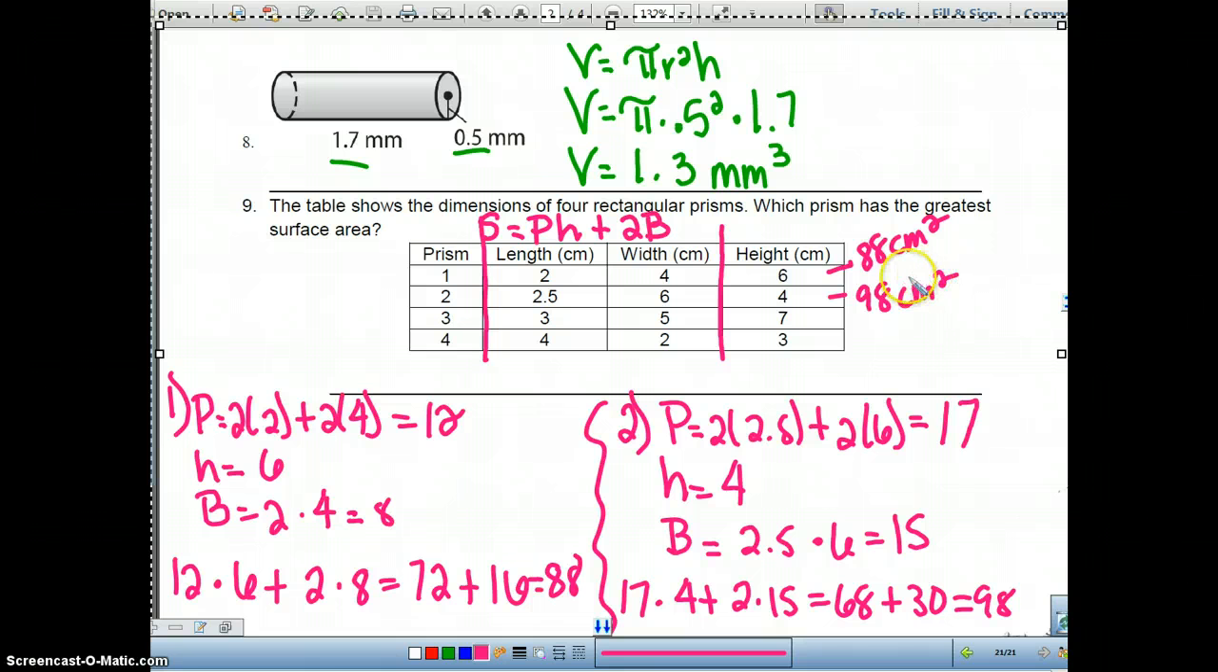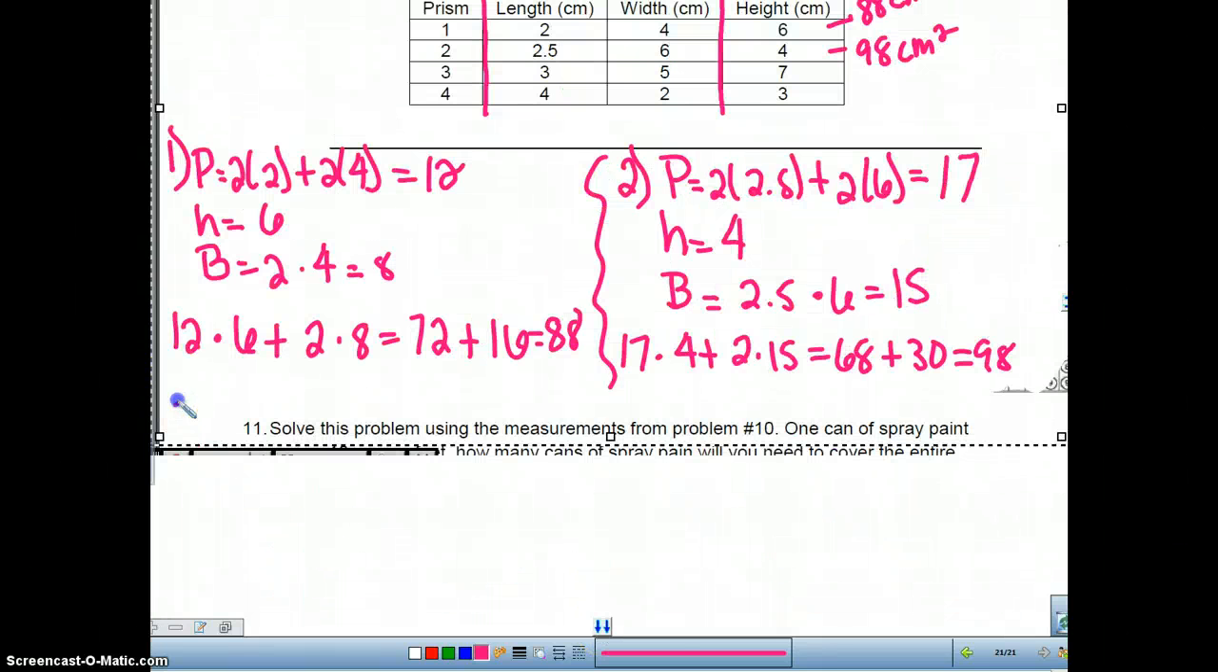We found one that's bigger. Are we done? No. We got another one to do, right? Okay, so let's do number 3.